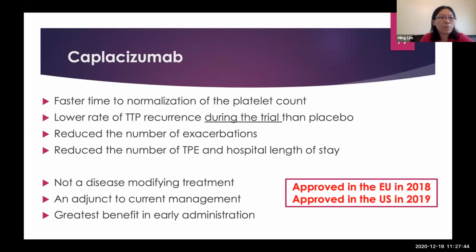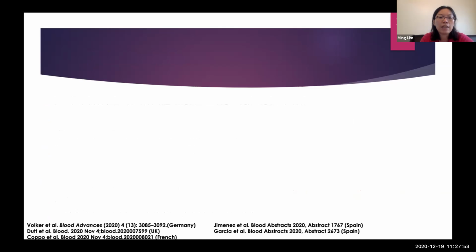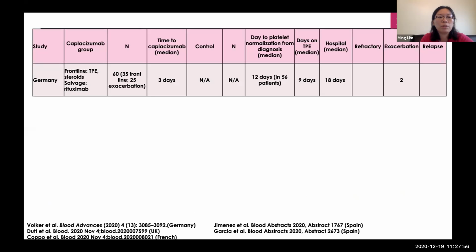As with any other new medication, as clinicians, we want to know what is the real-world evidence for using this. And there have been a few countries that have reported their experiences. The first one is from Germany, published, I believe, in Blood Advances in July. They looked at people with a first-time presentation of TTP who were on plasma exchange and steroids, and if it was an exacerbation, they were given rituximab. They had 60 patients overall, 35 frontline and 25 exacerbation.